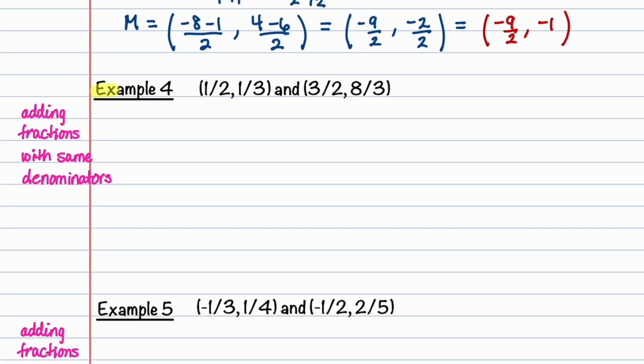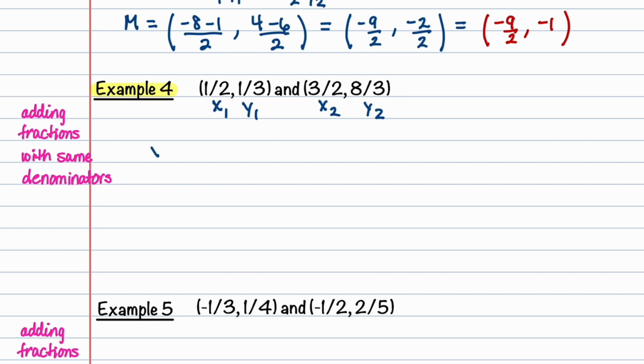Our fourth example is different than our first 3 examples because in this example, we're going to be adding fractions that have the same denominator. Let's see how this works. Just as before, we're going to start by labeling our first point x1, y1, and then our second point x2, y2. Let's find our x-coordinate first.